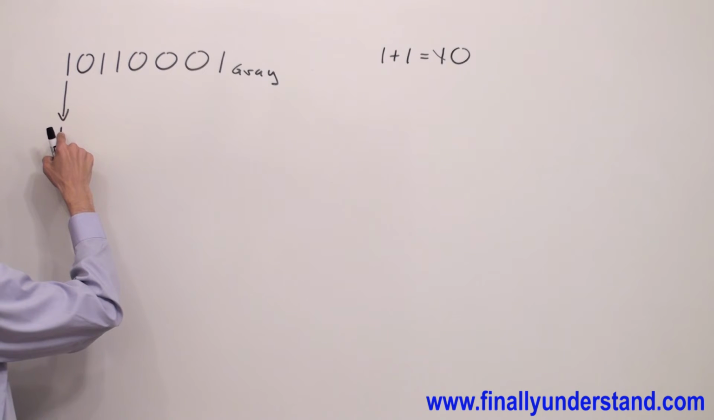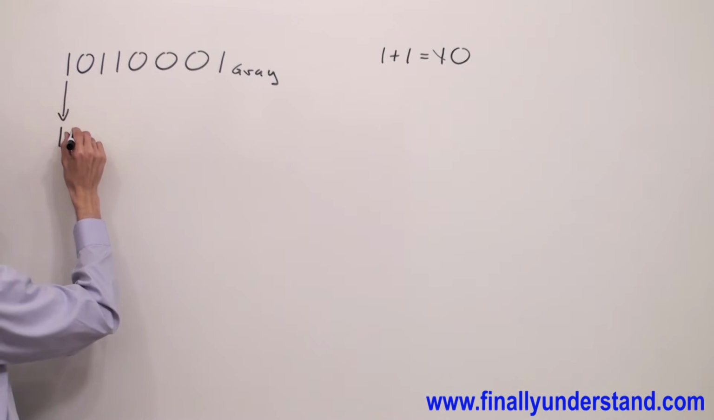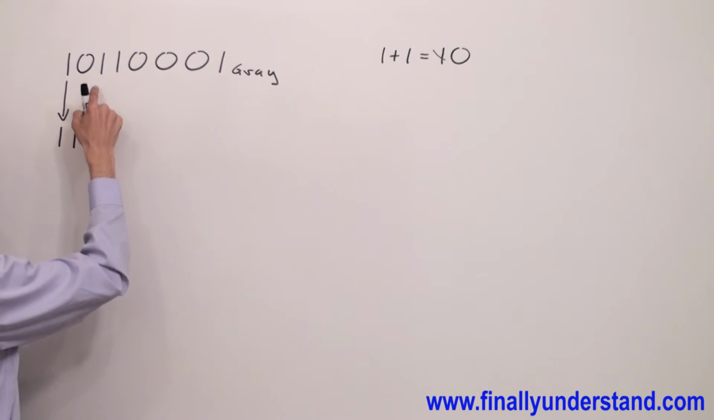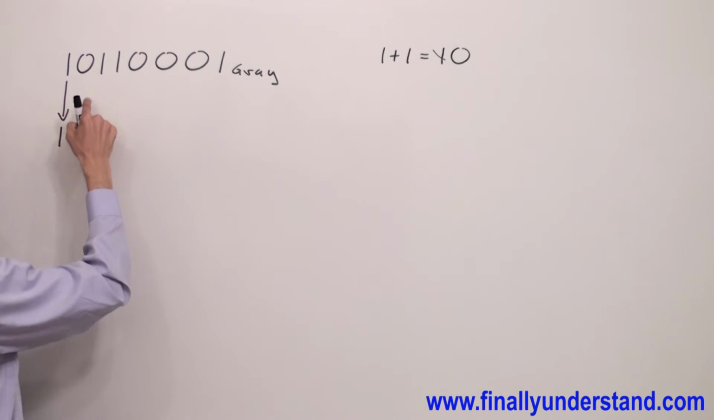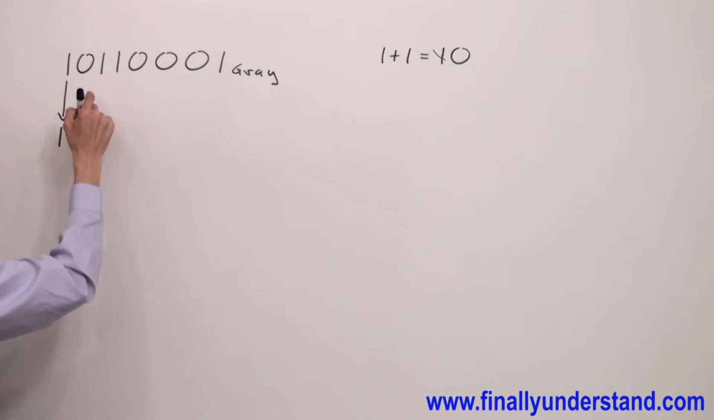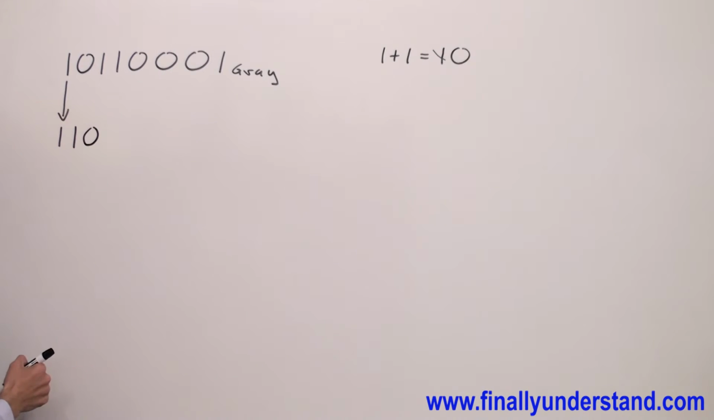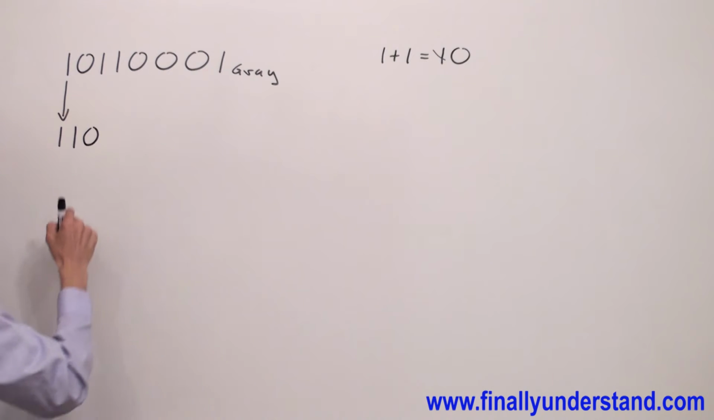So I have 1 plus 0 gives me 1. That's why I'm going to write 1 over here. Next, this bit plus this one. So I have 1 plus 1 is 2. Okay, we're going to again write 0 and discard the carry of 1.